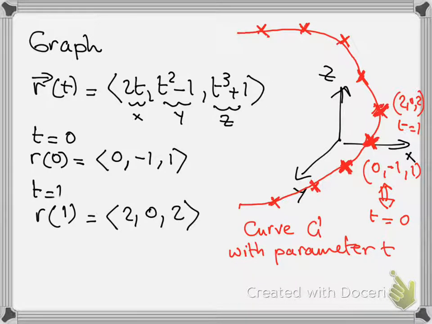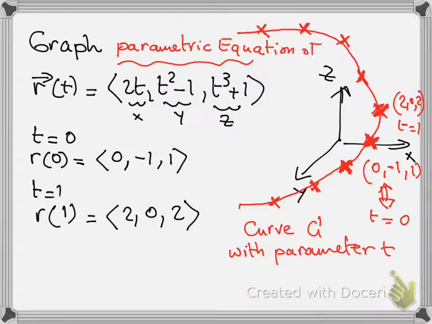And this vector function here, 2t, t squared minus 1, t cubed plus 1, is called the parametric equation of the curve. This is the parametric equation of the curve C.